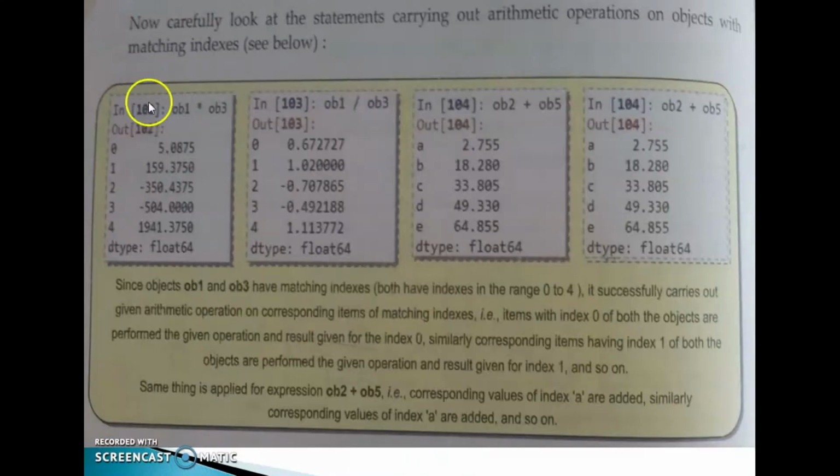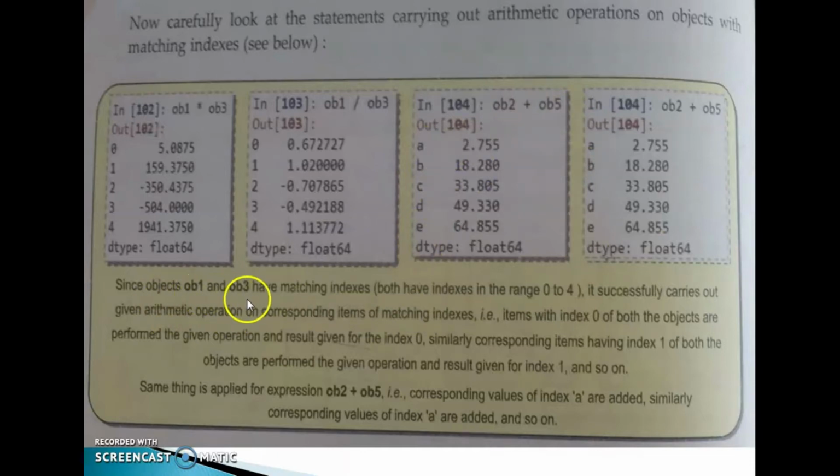Check this one. Here I perform OB1 star OB3. We will get the answer because OB1 and OB3 have the same, matching indexes. This is also possible, OB1 divided by OB3. Matching indexes are there in OB1 and OB3. This also, OB2 plus OB5. A, B, C, D, E. OB2 has A to E indexes. OB5 also has A to E indexes.